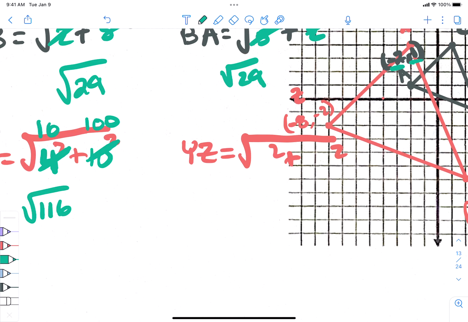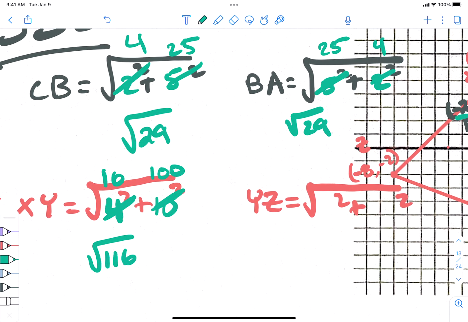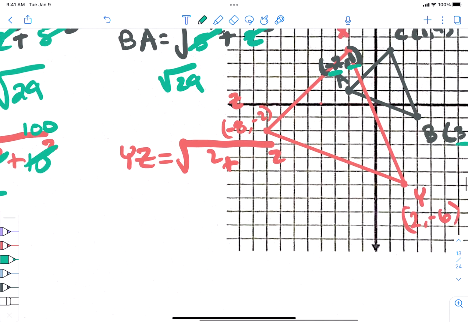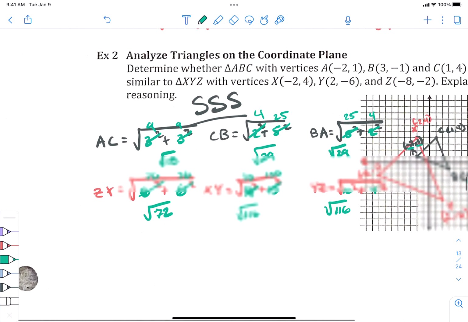This guy up top here was an isosceles triangle. I'm going to guess that's 116 also, right? Yeah. So the next one. All right, negative 8 to 2 is 10 again. Negative 2 to negative 6 is 4. So we get 10s and 4s again, which is the square root of 116. Yeah? Makes sense?